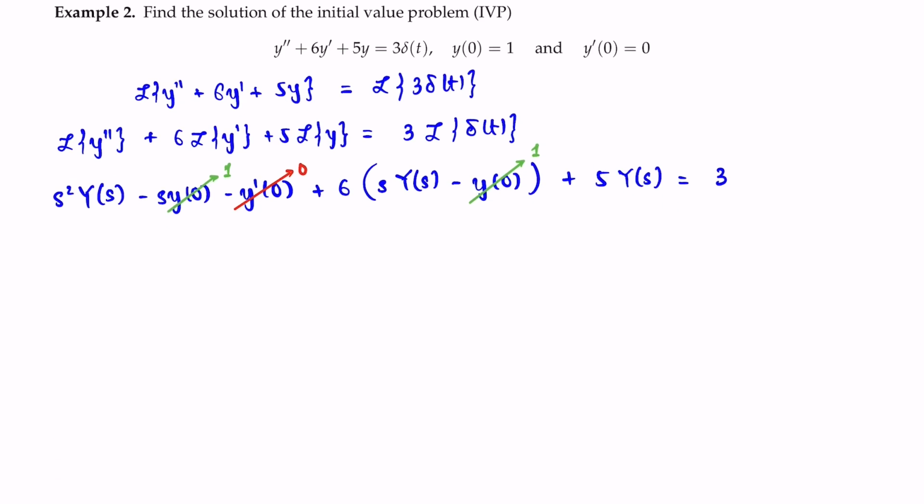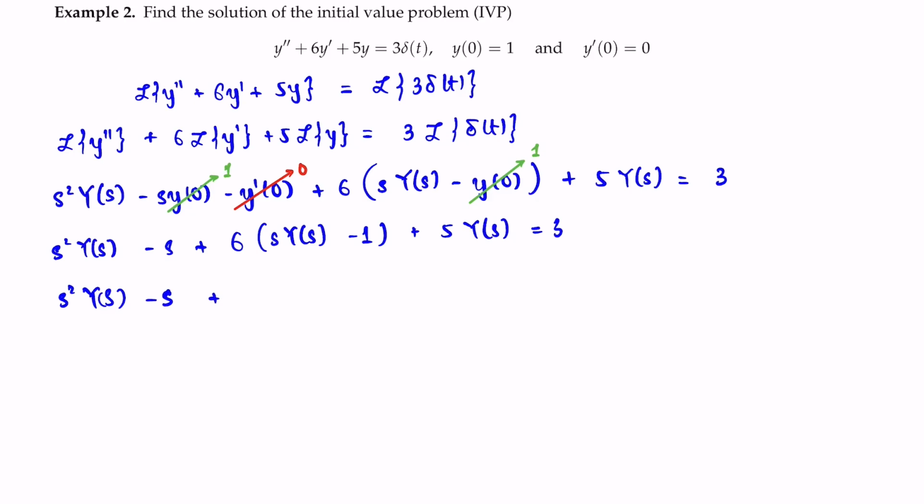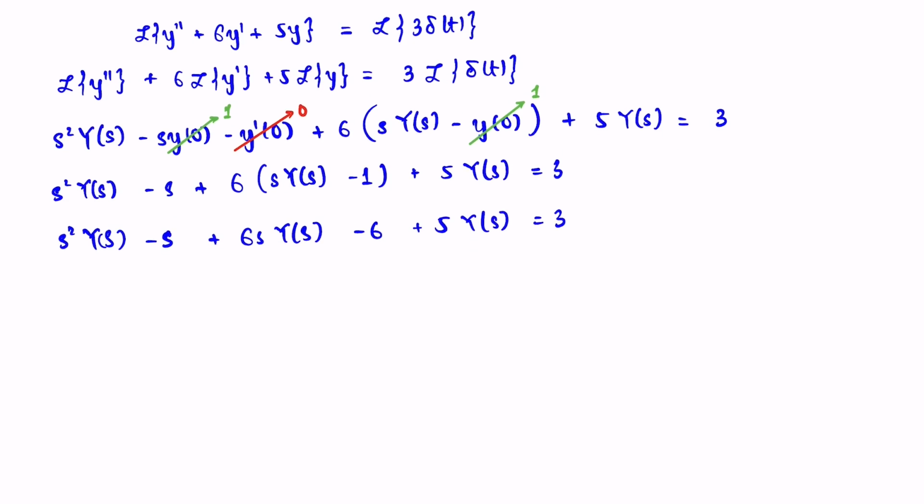So you substitute this information into the equation. You get s squared times capital Y of s minus s plus 6 times s times capital Y of s minus 1 plus 5 times capital Y of s equal to 3. Okay. Now you distribute the 6 and then combine like terms. So s squared times capital Y of s minus s plus 6s times capital Y of s minus 6 plus 5 times capital Y of s equal to 3. Right. So capital Y of s is a common factor. You're left with s squared plus 6s plus 5.